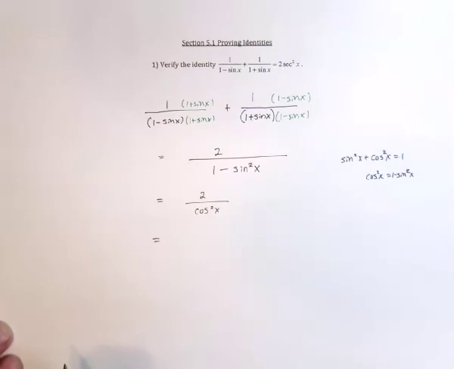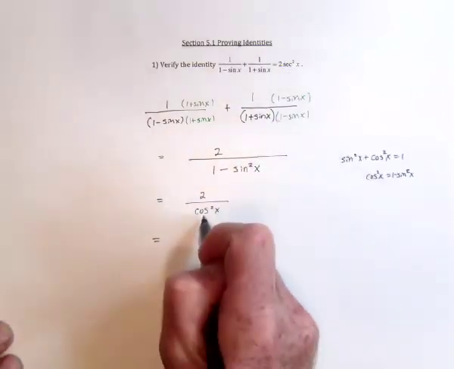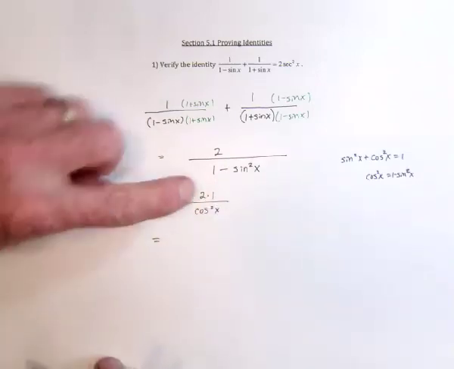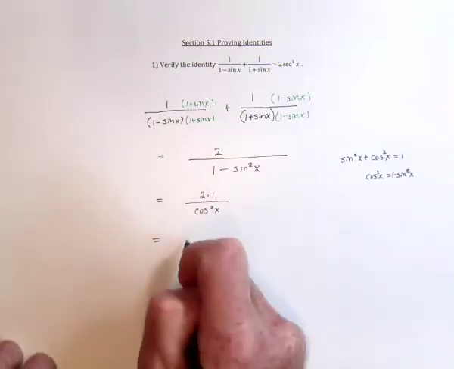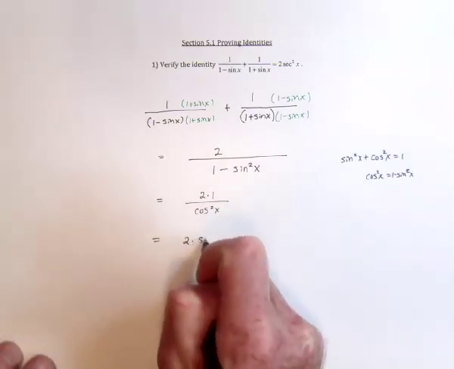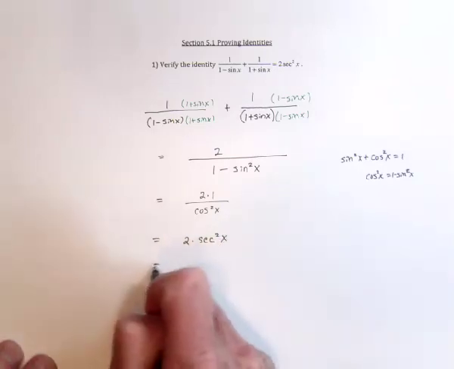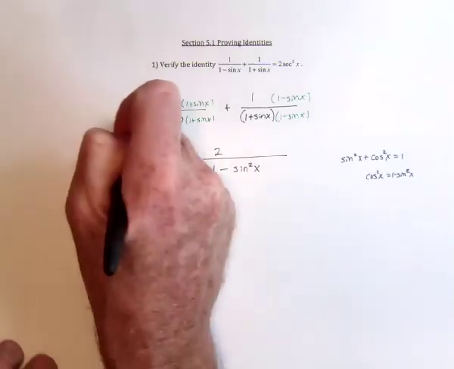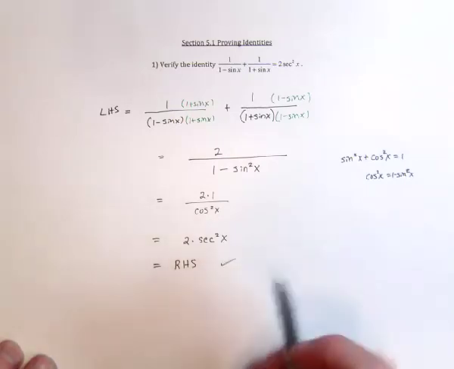And since we know that 1 over cosine is equal to secant, the same is true with the square. And so this 1 over cosine, you can also look at it like this, that the 2 stays there, and then you've got 1 over cosine, so that's secant. And because it's squared, we've got secant squared. And then I just like to label that that is the right-hand side, and I started with the left-hand side. And so it's been verified.